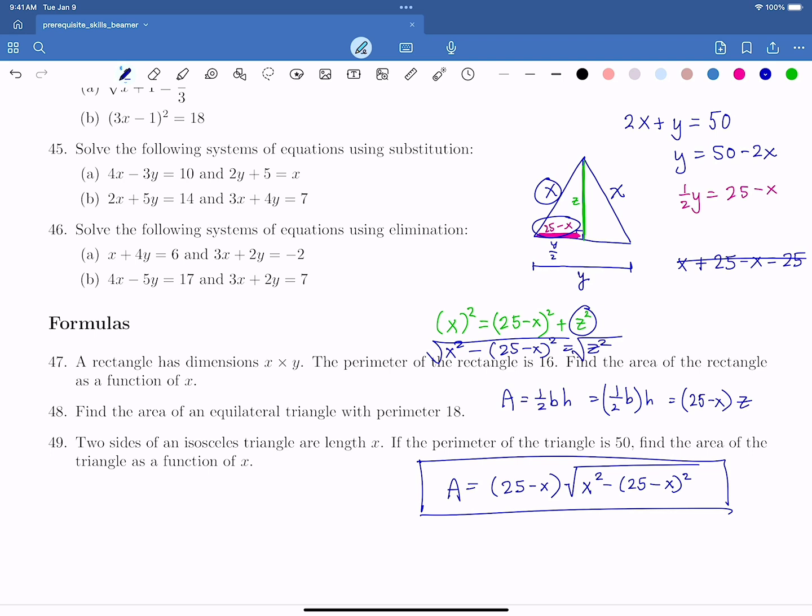Now, I could go a little bit further and simplify what's inside the square root, but the numbers are a little bit big and we're not using a calculator. So I'm going to just leave it like that.